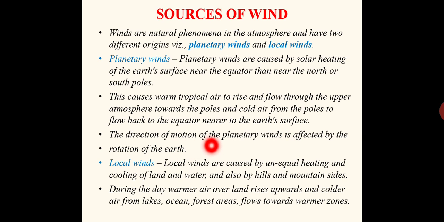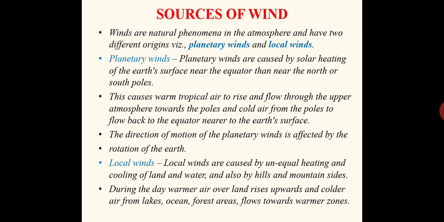See, the direction of the motion of these types of winds is affected by the rotation of the earth. The second type of wind is called local winds. Local winds are caused by unequal heating and cooling of the land and water, and also by hills and mountain sides, etc. Okay, see, we have a land, and nearby we have a sea or something like that. Water is available. So of course, the absorption capacity will be different.